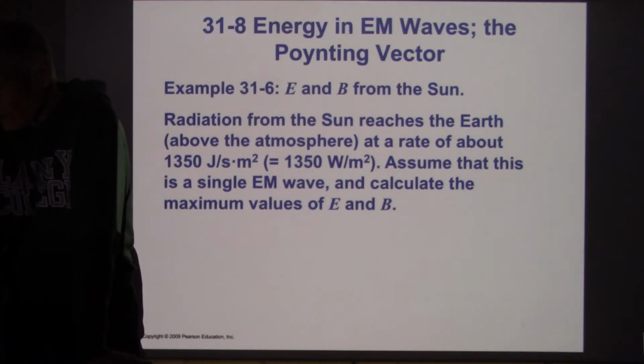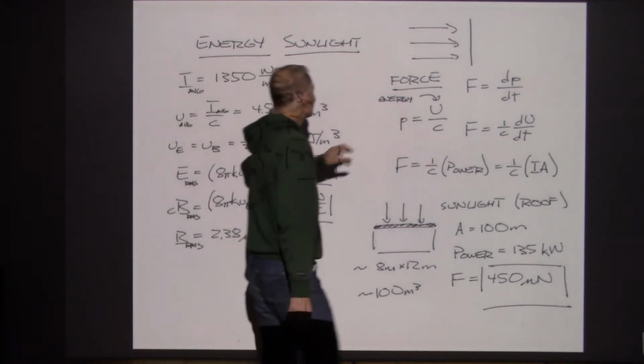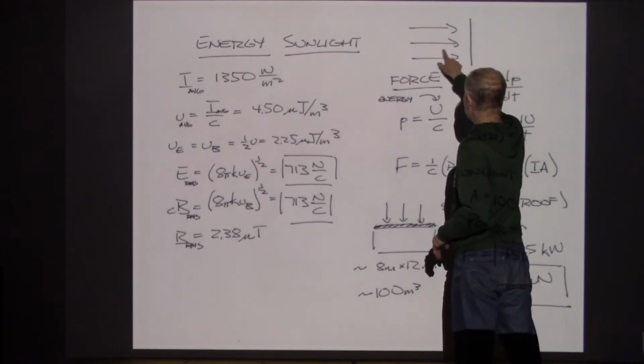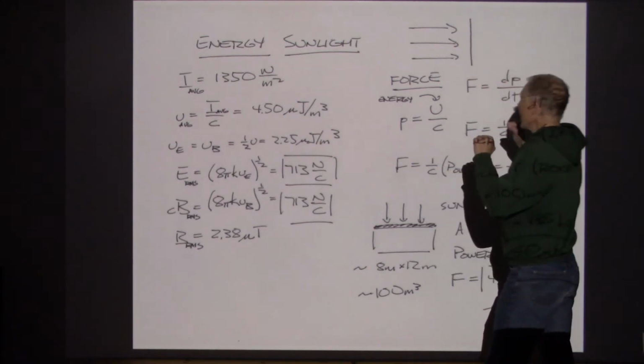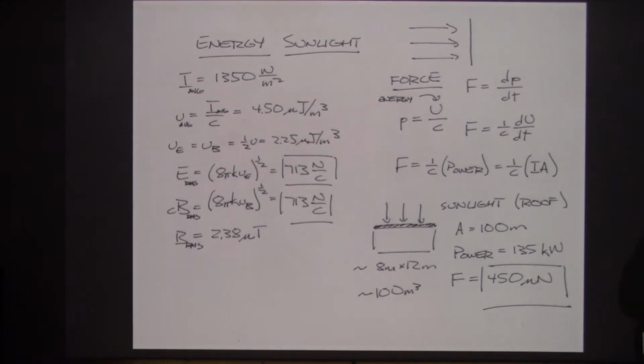I think we added this in. I added it in. Okay, it was me. And so what we want to do is say, what would happen if this light runs into something and it's perfectly absorbed? If it's perfectly absorbed, how much force would the sunlight exert on an object?